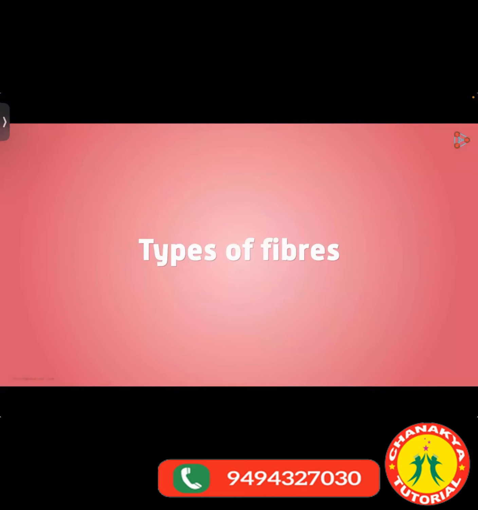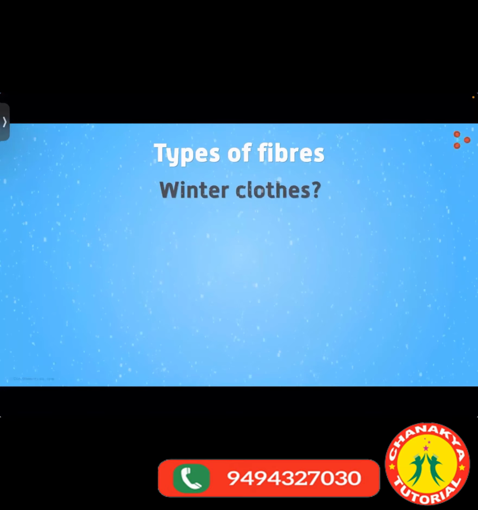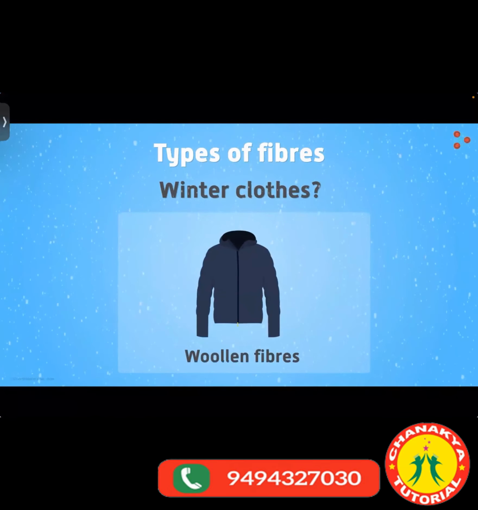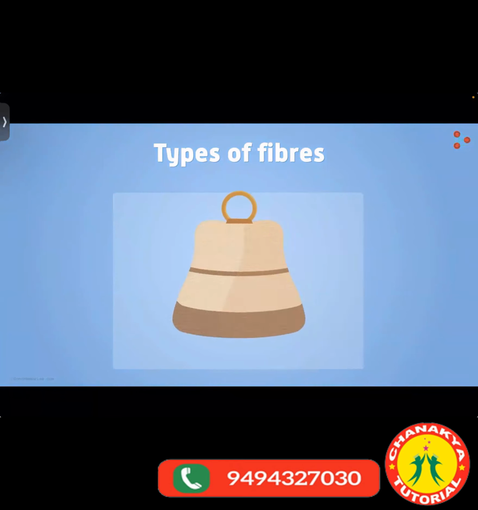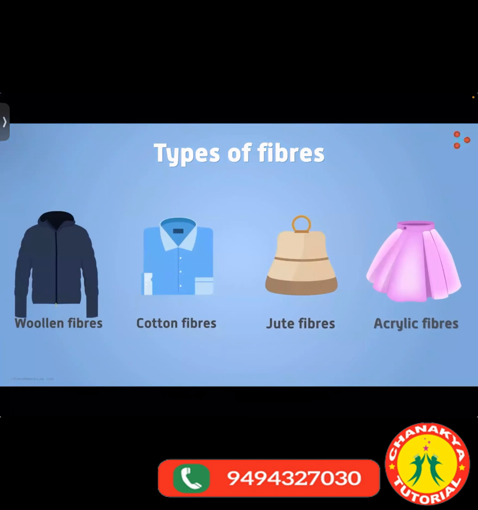Not entirely so. Tell me, which types of clothes are preferred by us during summer? Soft and light clothes usually made up of cotton, right? And during winter? Cozy and thick woolen clothes occupy the list. Bags which are made up of fabric need to be strong rather than comfortable. This tensile strength is provided by jute fibers. And what about the soft and glossy clothes used in daily life? They are made up of acrylic fibers. These few examples indicate that there are a variety of fabrics available for our use.